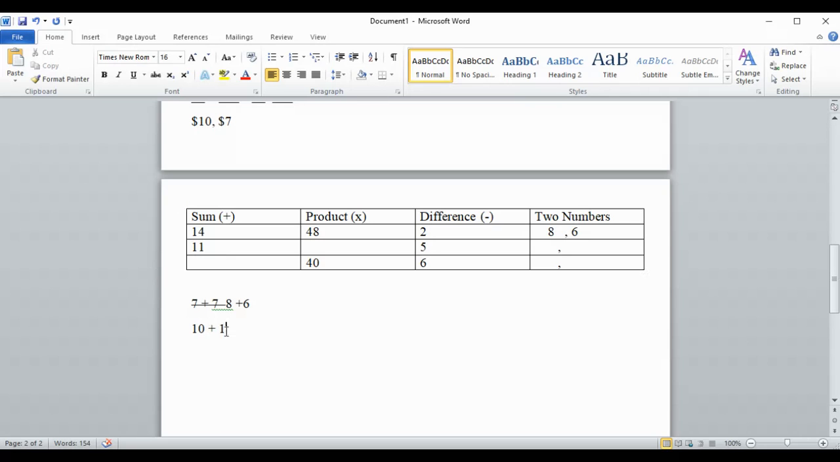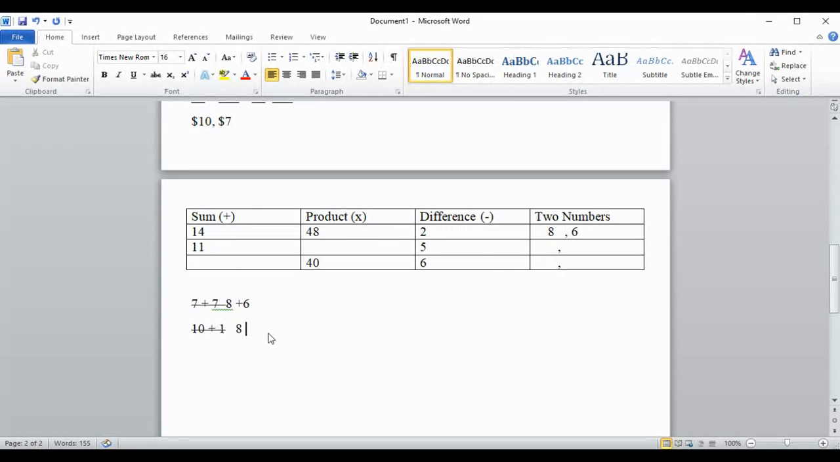So I know that 10 plus 1 is 11, and then the difference is 10 minus 1, 5? No, it's not. So I know that this number is way too big. So this is not what I want. So I'm going to cross it out, and I'm not going to erase it. I'm going to cross it out because I want to remember what I've tried. So I know that I want this number to be considerably smaller. So I'm going to go with 8.